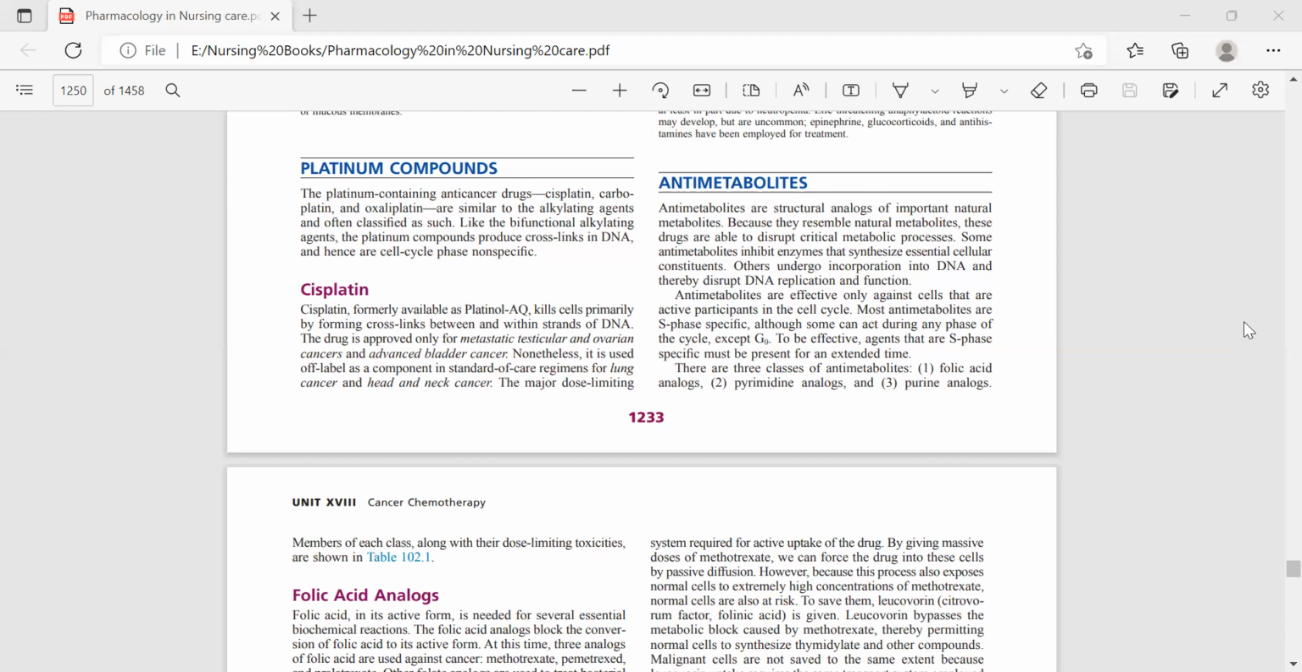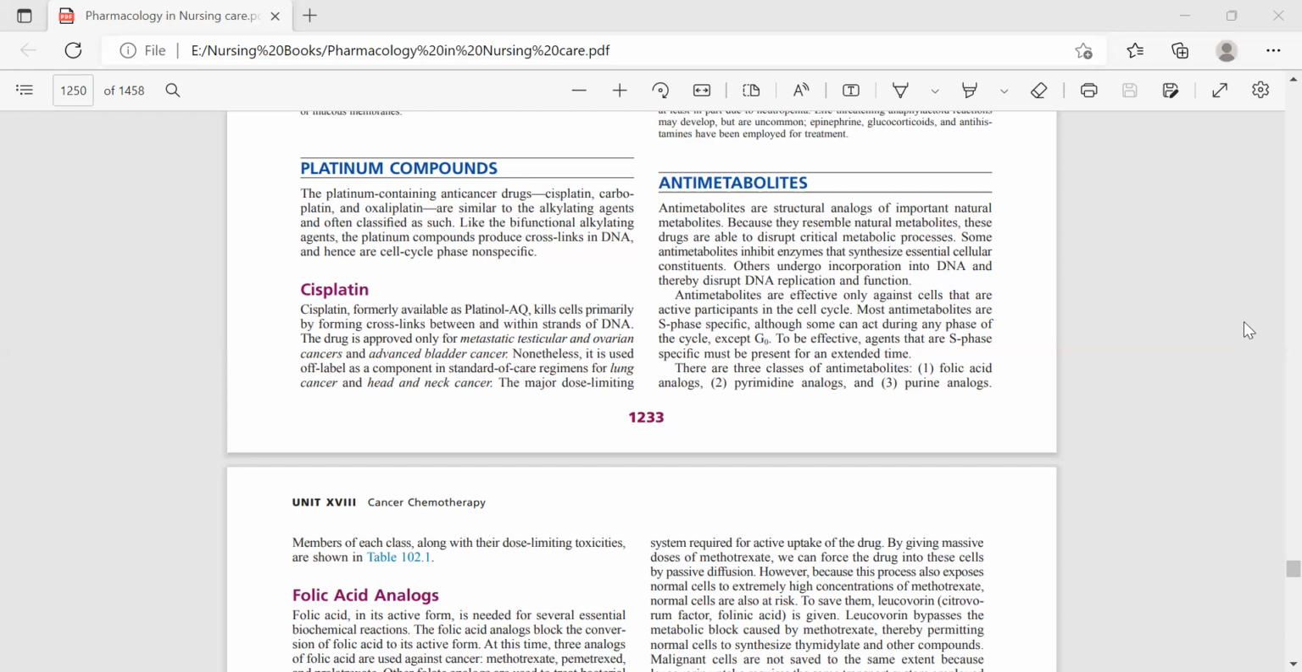Antimetabolites are basically structural analogs of important natural metabolites, and they are able to disrupt critical metabolic processes in which they inhibit enzymes that synthesize essential cellular constituents. These drugs are phase specific, as I told you earlier, and they can act during any phase of the cycle except G0, that is the resting phase. The classification is folic acid analog, pyrimidine analog, and purine analog.